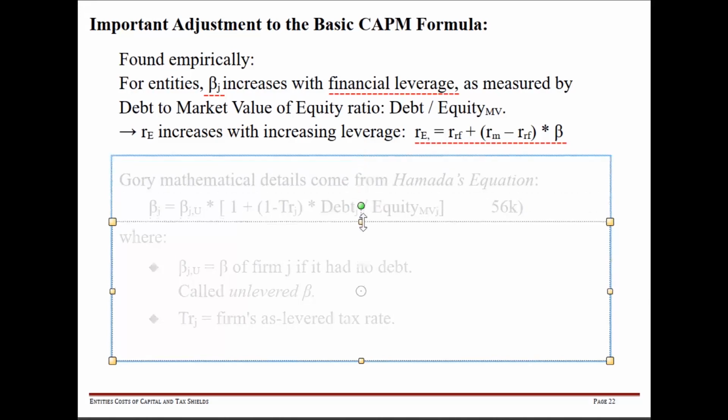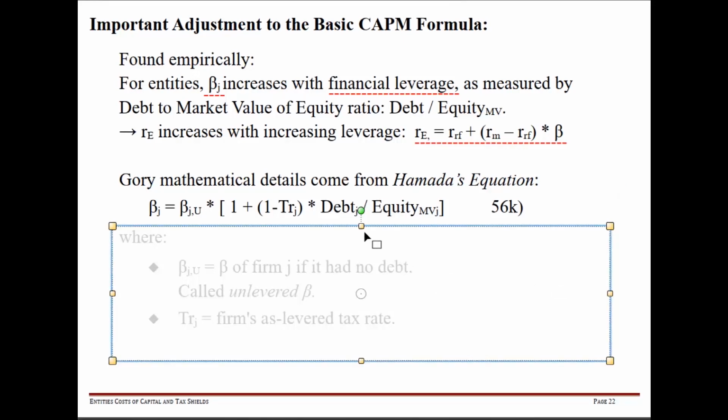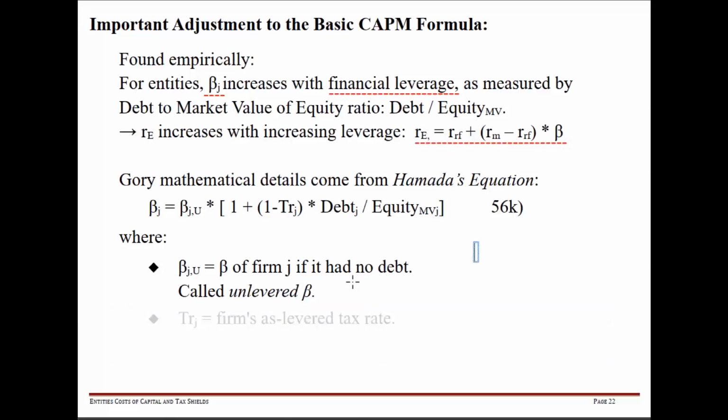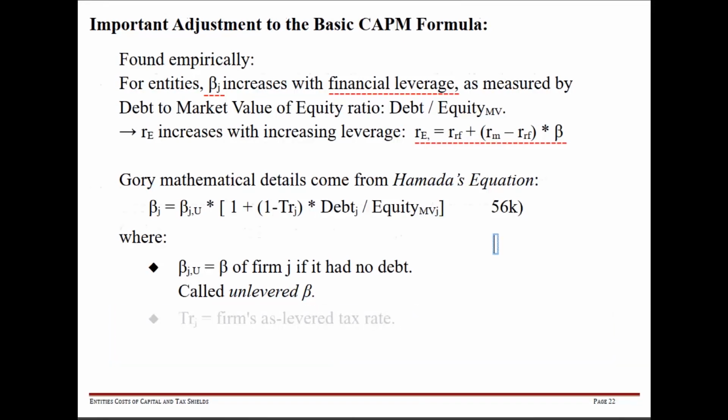Okay, the gory mathematical details come from Hamada's equation, which you do not have to compute in this class, but you can look and see how it works mathematically here if you want. So if we look at the beta of a firm with no debt, or if we pretended that it had no debt and looked at it that way, that would be called an unlevered beta.